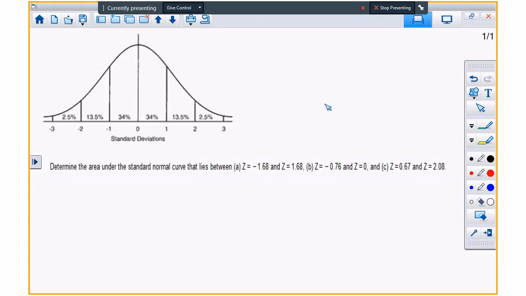It says determine the area under the standard normal curve. Remember, area, probability, and percentage is the same thing in chapter 7, I think. So they want to know the area between -1.68 and +1.68.